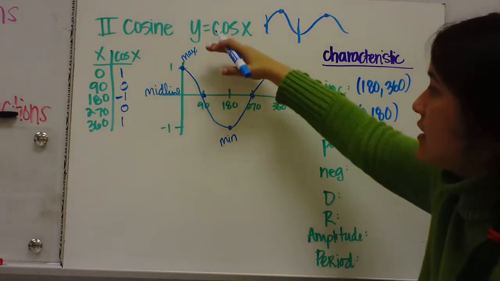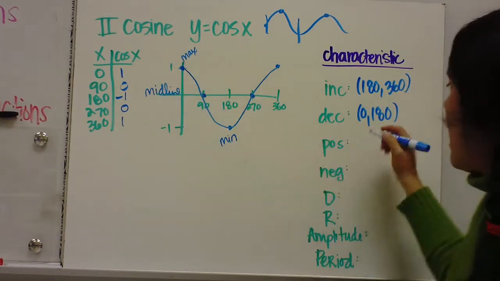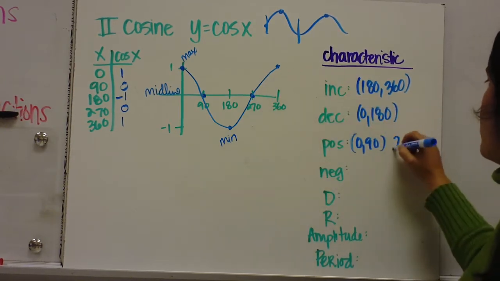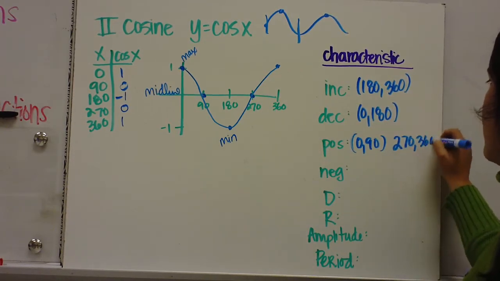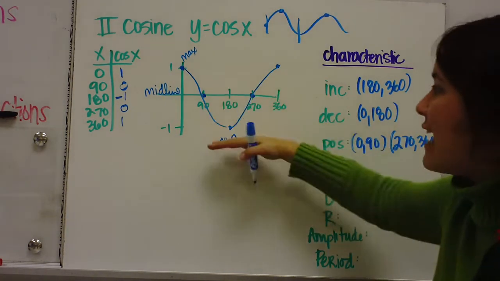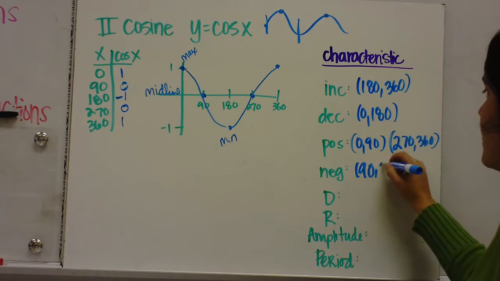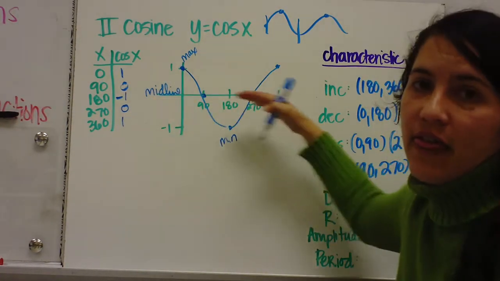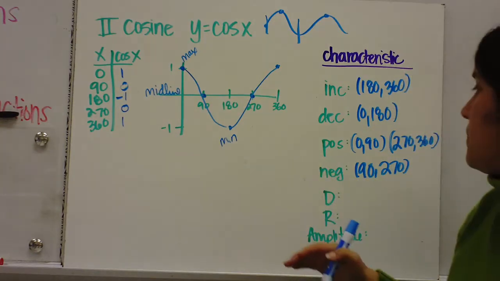It is positive in 2 intervals. It's positive from 0 to 90, and then from 270 to 360. And the function is negative from 90 to 270, so when it's below the x-axis, when it's below 0.